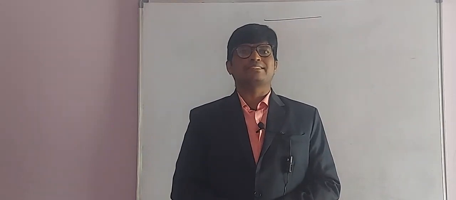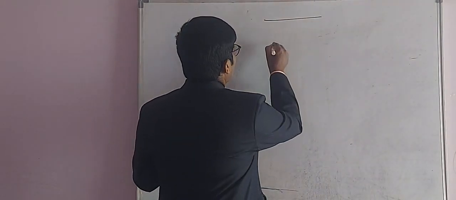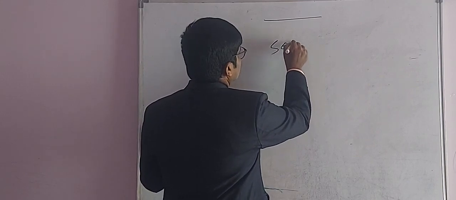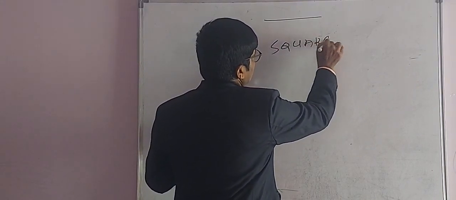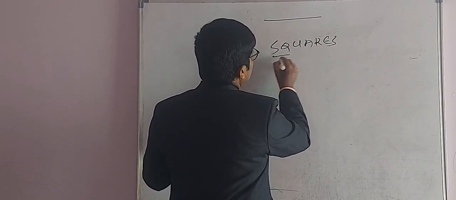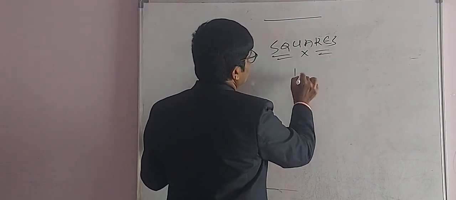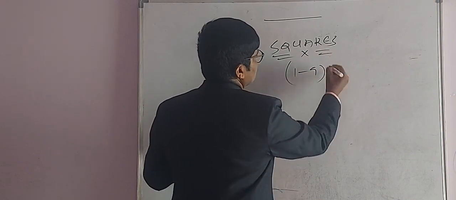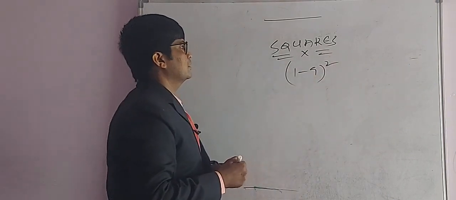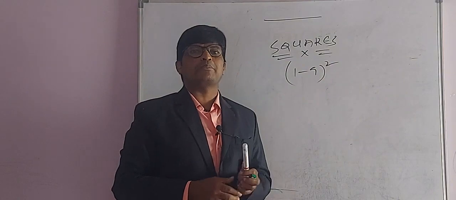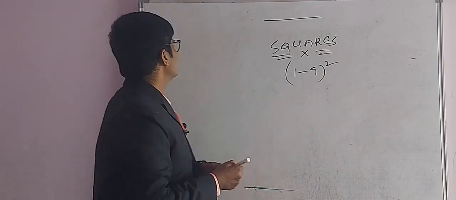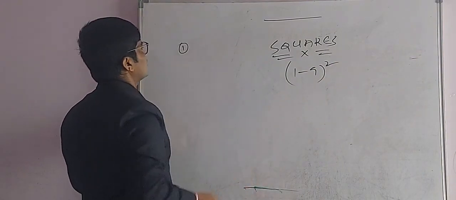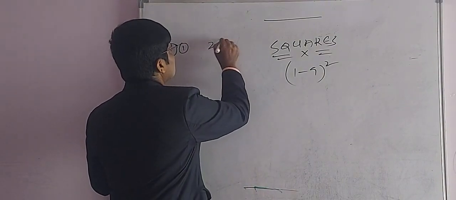Today we are going to discuss how to find out squares in 5 seconds. So the topic name is squares. The numbers are from 1 to 9. From these numbers I am taking one question randomly, a 4-digit number.